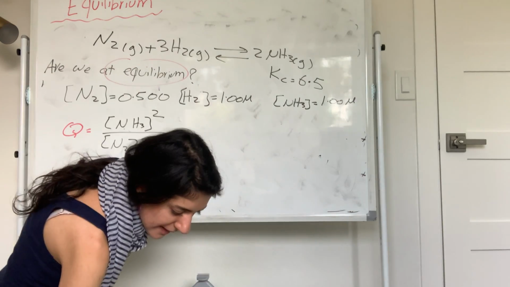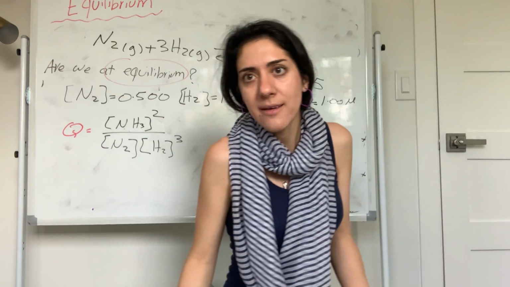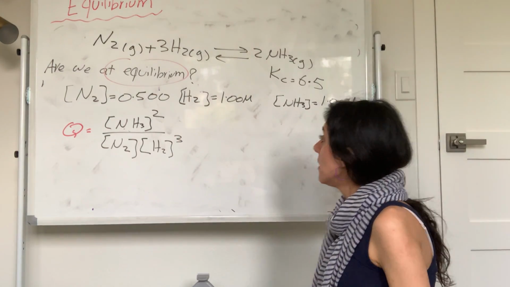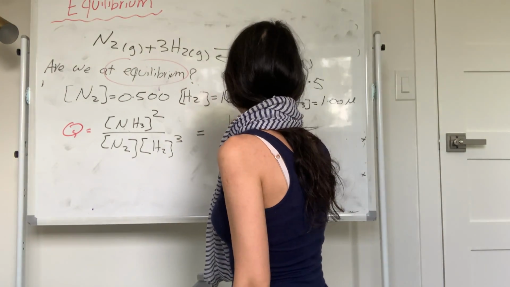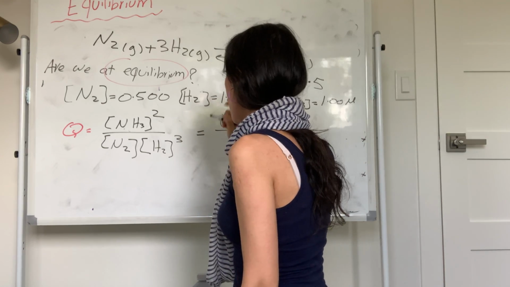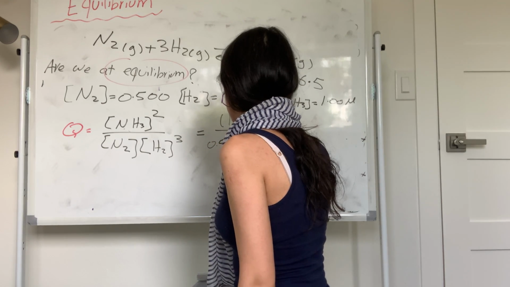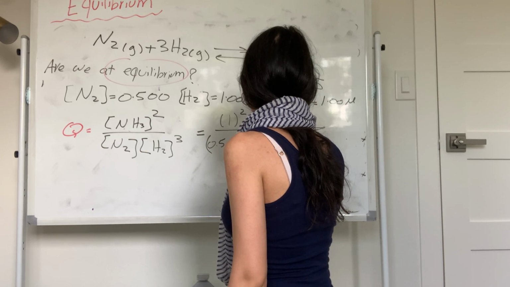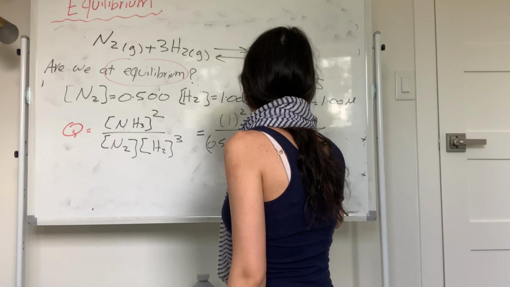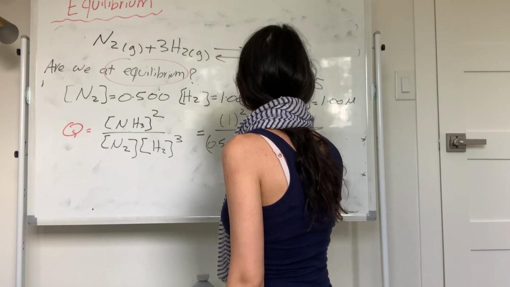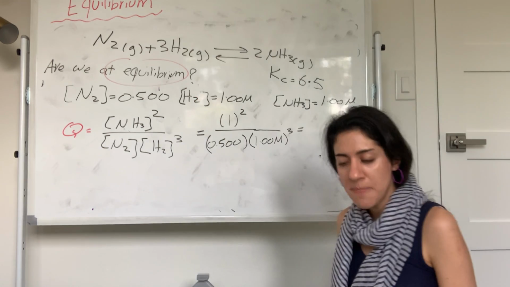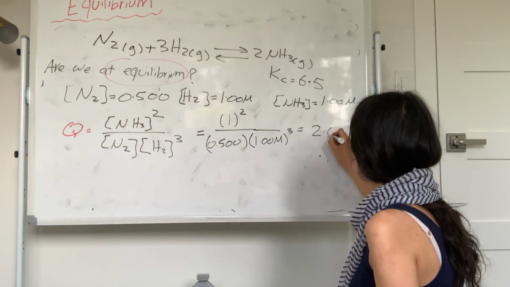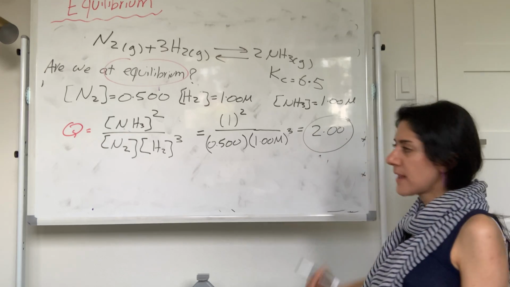So Q is exactly the same as K. Product over reactant, nothing we haven't done before. So let's plug this in. Ammonia is 1 to the power of 2 over N2 is 0.5 to the power of 1, times H2 is 1.00, and the molarity, of course, to the power of 3. When you plug it in, what you end up getting is 2.00. That is my Q.